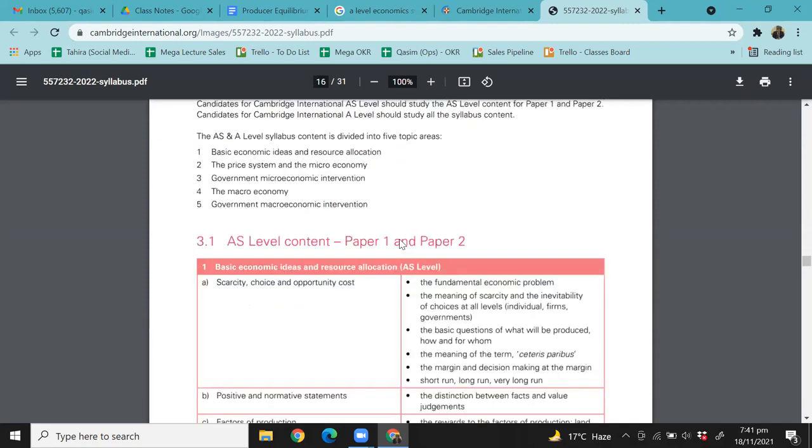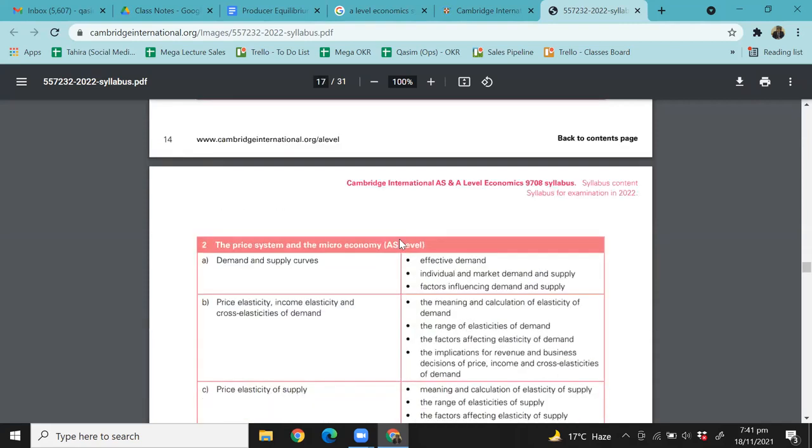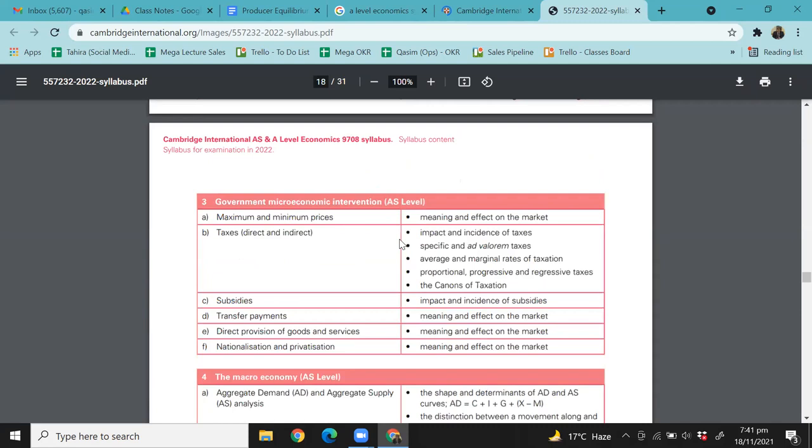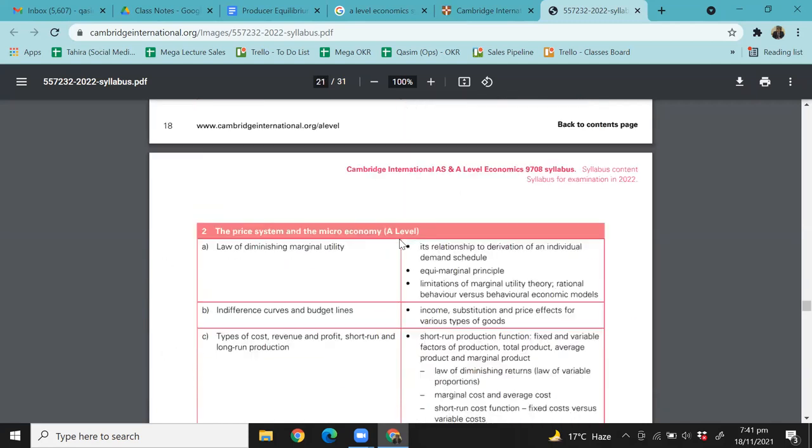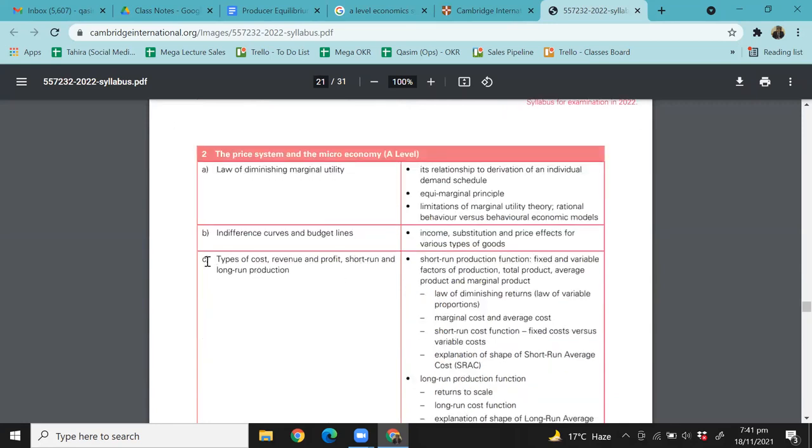I'm just confirming one thing, and then we'll move forward for A2. After this, I think it is the type of cost that we have to discuss, right? So in different budget lines, type of revenue. Yeah, got it. Okay, perfect.